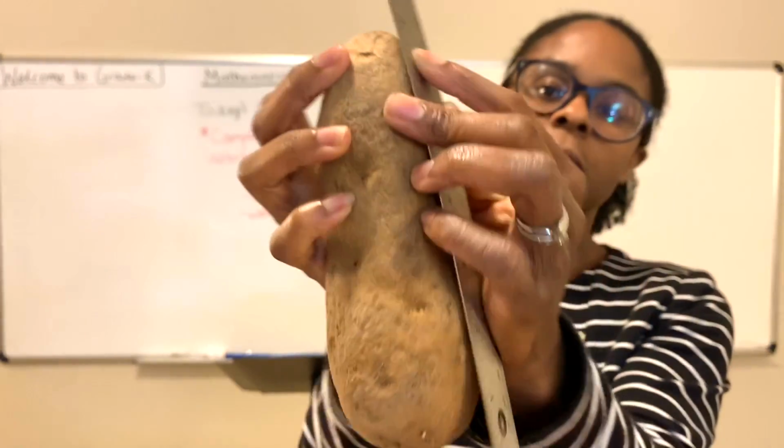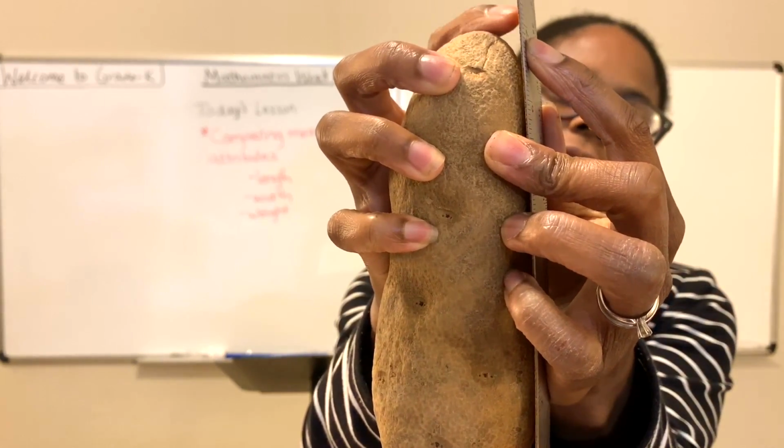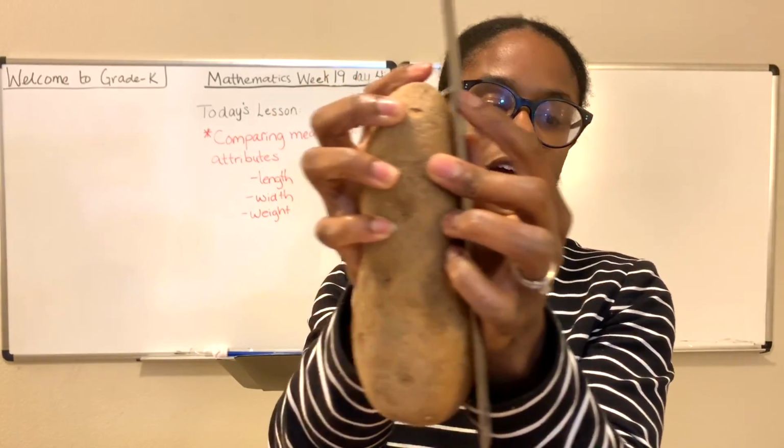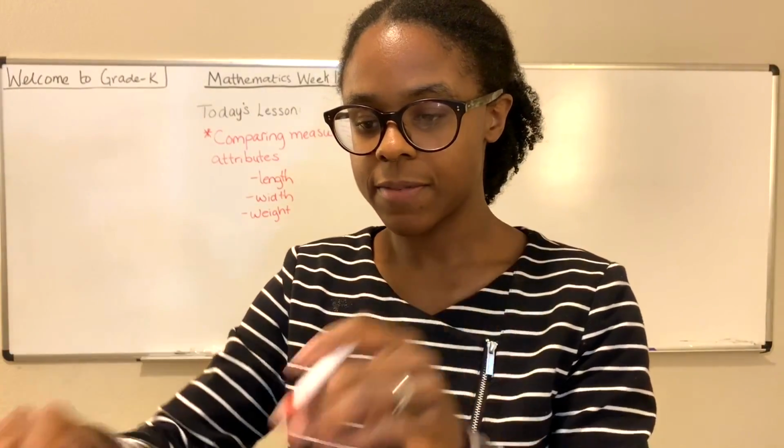Bring it a little bit closer. There's the 7. It marks off right about the height or the length of our brown potato. So let's write that down. 7 inches.